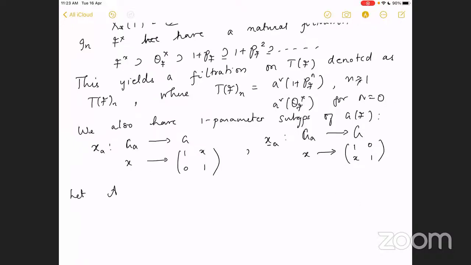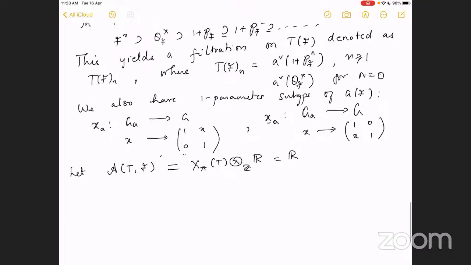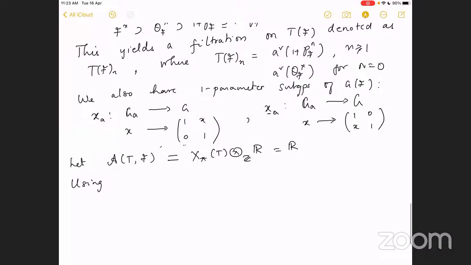Let A(T, F) be equal to X_*(T) tensor over Z, R. So this is just a copy of R. I will make some remarks later about this equality, maybe in the next lecture. But for this lecture, I'm just going to take my apartment to be this space, X_*(T) tensor R, which is just R. And using the natural pairing between X_*(T) and X^*(T), this is the character lattice, the set of all Homs from T to G_m, and this is the set of all Homs from G_m to T.